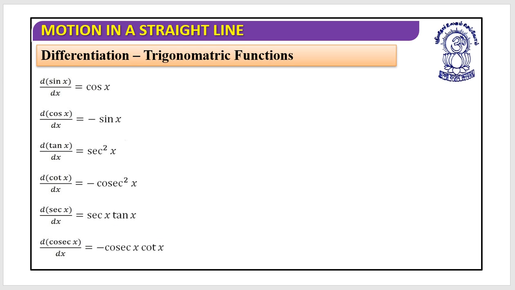Next we have gone through the trigonometric functions. Do you remember all this? d by dx of sin x is cos x. d by dx of cos x is minus sin x. d by dx of tan x is sec square x. d by dx of cot x is minus cosec square x. d by dx of sec x is sec x into tan x. And d by dx of cosec x is minus cosec x into cot x.